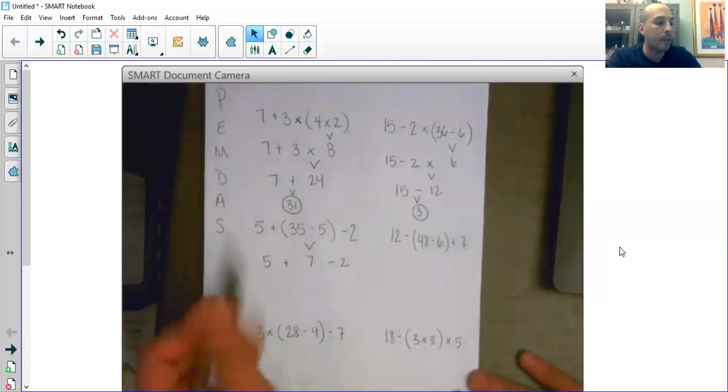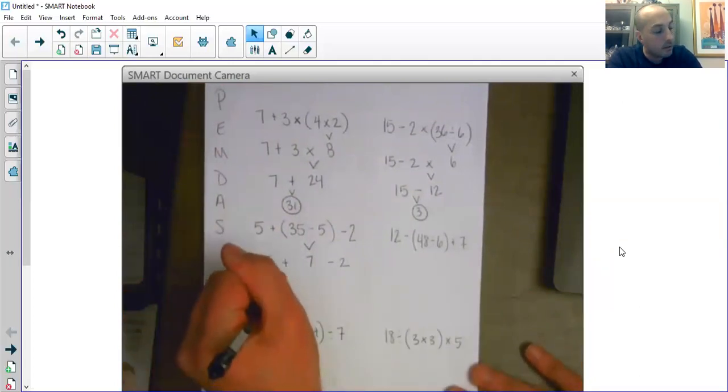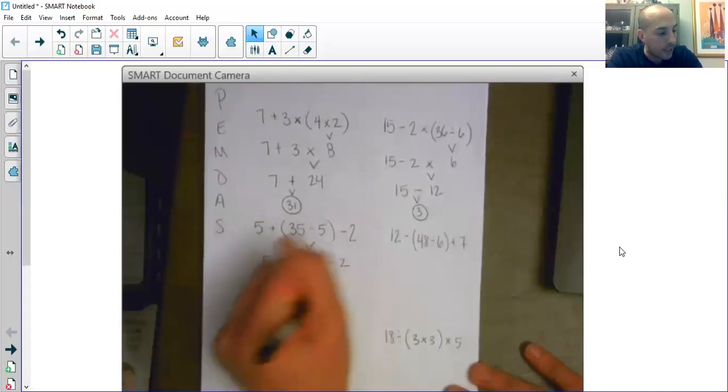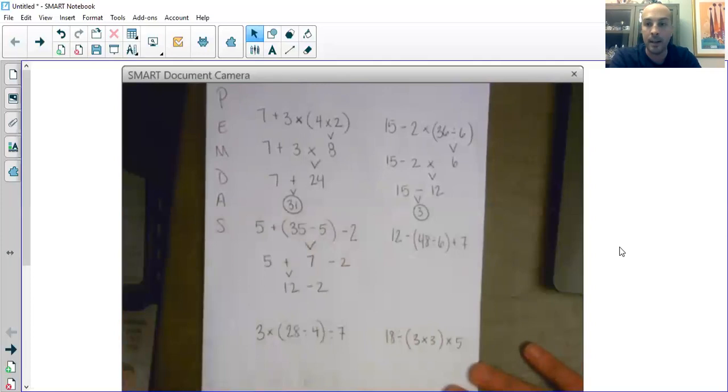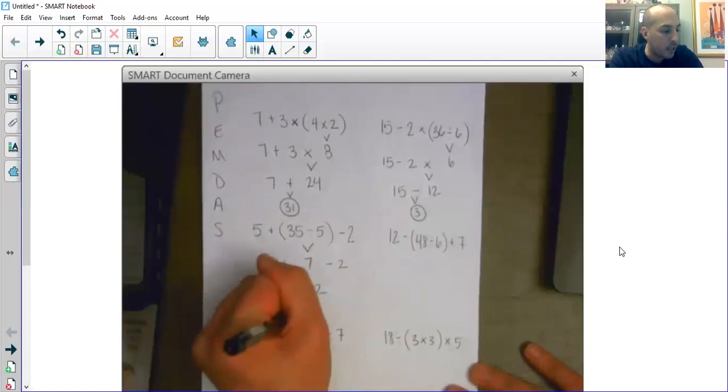So we're going 5 plus 7 is 12. Bring everything else down. So our new equation is 12 minus 2. 12 minus 2 equals 10.